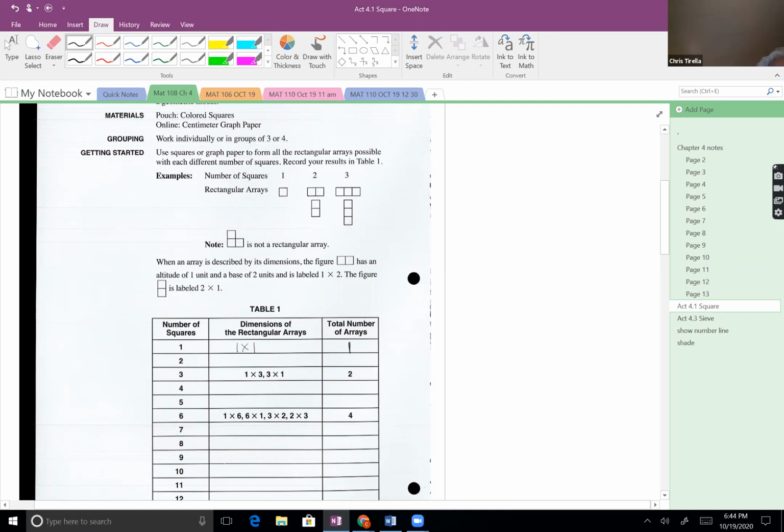If I had 2 squares, couldn't I make 2 different rectangles? This kind of short, fat one, which is 1 by 2, or this kind of tall, skinny one, which is 2 by 1. And so how many rectangles do I have? 2.